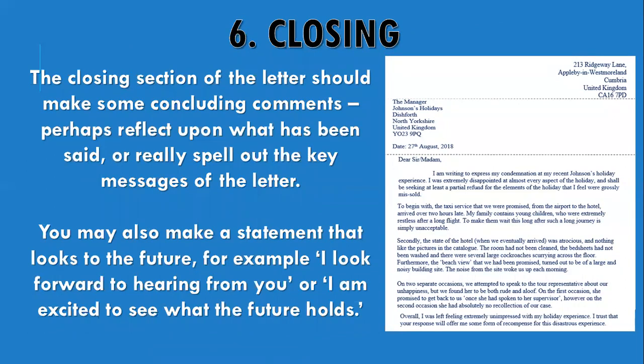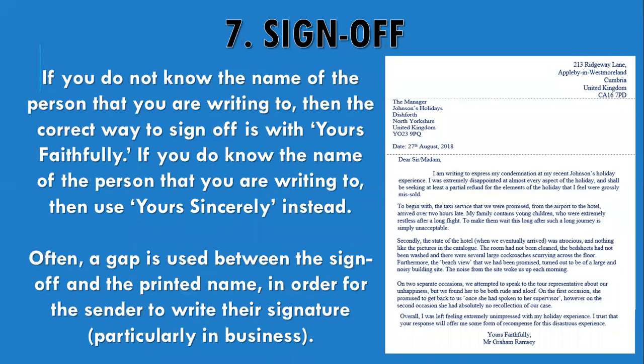This example of a letter starts off with, overall, I was left feeling extremely unimpressed with my holiday experience. I trust that your response will offer me some form of recompense for the disastrous experience. Okay, so they've asked for some compensation and that they've said that they're waiting for a response. So we're looking to the future. Then finally, you're going to use your sign off.